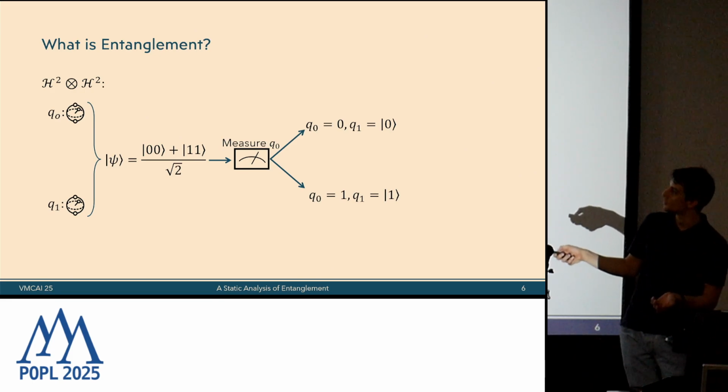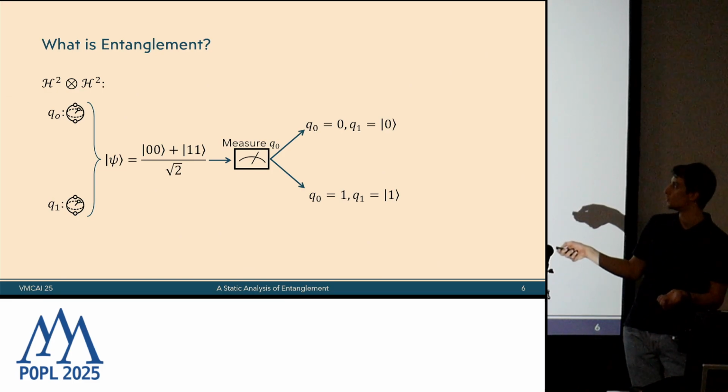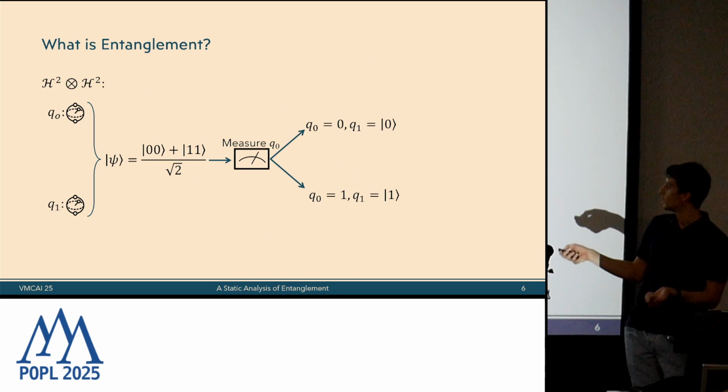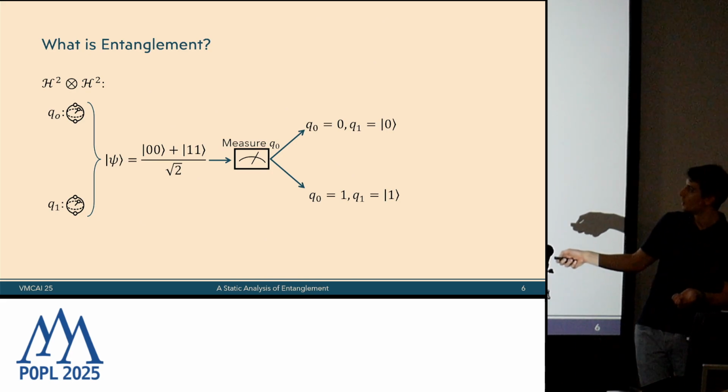But since the two qubits are entangled, if after the measurement the result on Q0 is 0, we are basically here. It means that the second qubit will be 0. No more superposition of value. Similarly with 1: if we measure 1, we are here, and the second will also be 1.